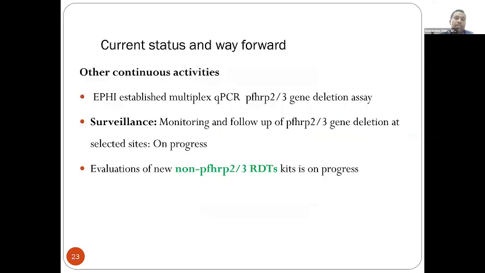Currently, we are using the multiplex PCR assay established in the Ethiopian Public Health Institute, and some monitoring and follow-up of the HRP2 gene deletion is conducted in some selected surveillance sites, and evaluation of new non-HRP2 kits is in progress.